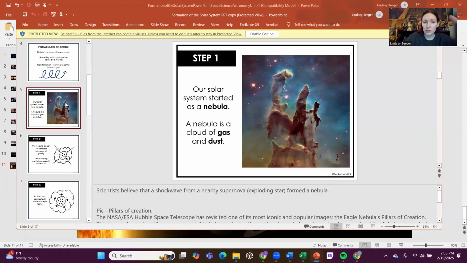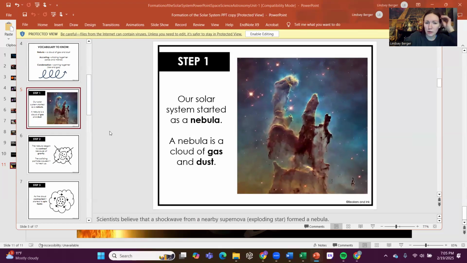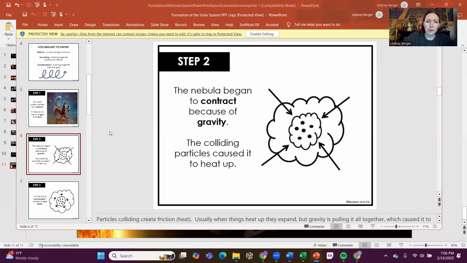So remember, step one, we start off as a nebula. We know what a nebula is, right? This is the pillars of creation. I think the Hubble took that picture, but there's been a newer version with James Webb, I believe, and it's really, really pretty. So then we have the nebula contracting, it's getting smaller, that gravity is causing all this. Things are heating up because of the collisions. Because remember, anytime there is anything running into each other, energy is being transferred from one thing to another. That's just basic physics. Energy cannot be created or destroyed. It just moves from one place to the next place. And heat is a great way to move your energy.